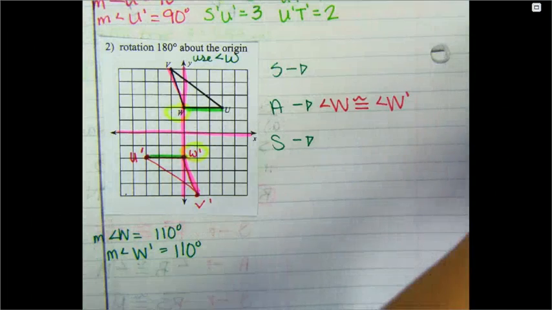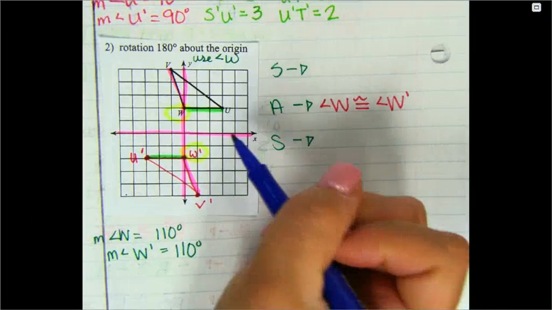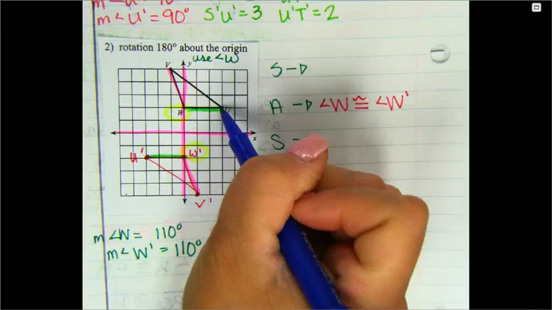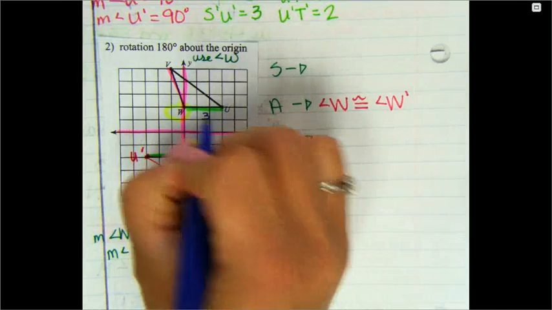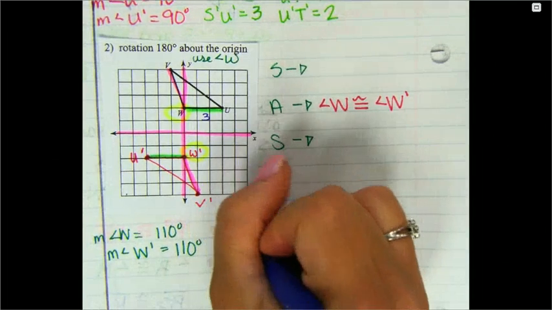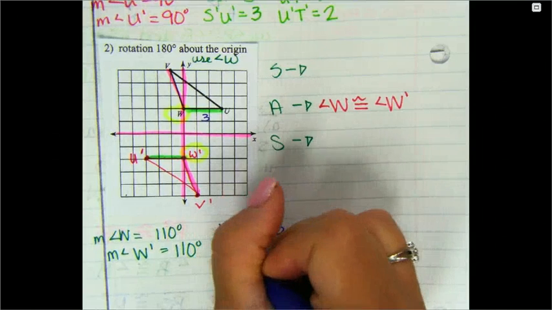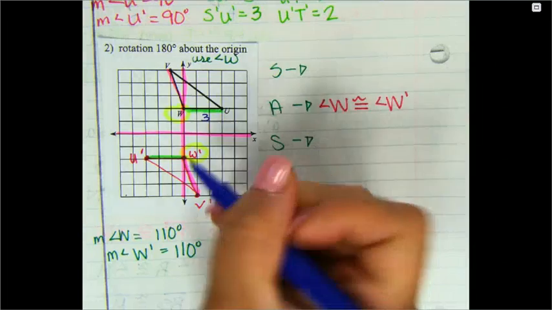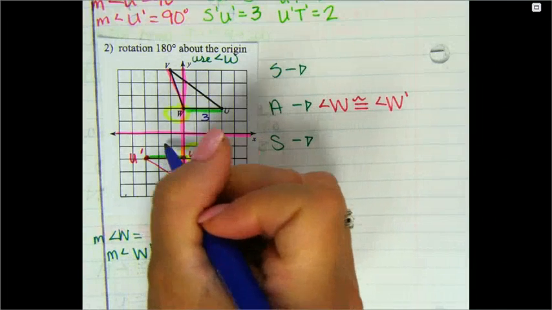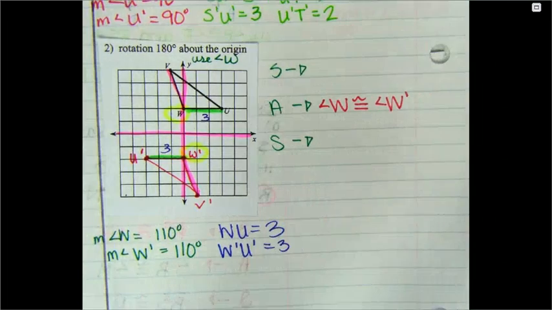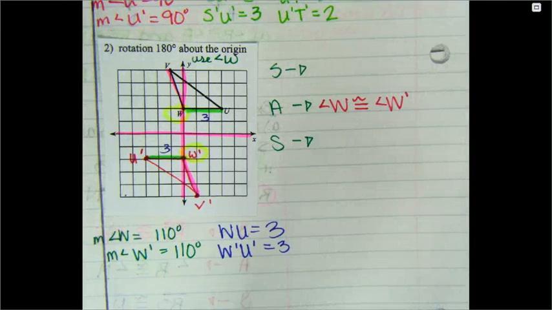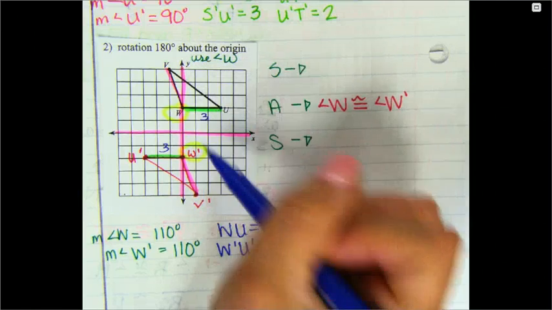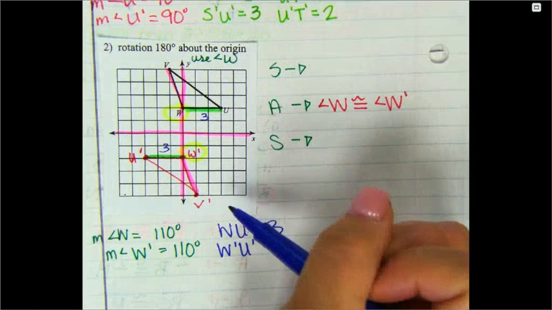The one I can what? Count. I can count W to U. How many spaces is that? It is 3. So WU equals 3, which means W prime U prime hopefully equals 3. 1, 2, and 3. It does. Yes? Good? Okay. Then I have to do distance for VW and W prime V prime.